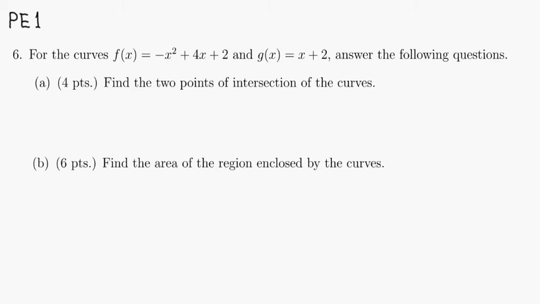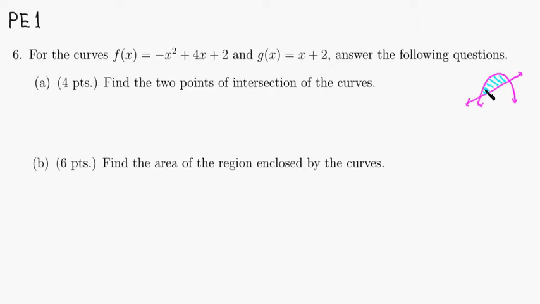So a ballpark picture of the region: you have a parabola facing down, then you have a straight line going through it, right? So the region we're looking at is this region right here. It's bounded above by the parabola, bounded below by the straight line.